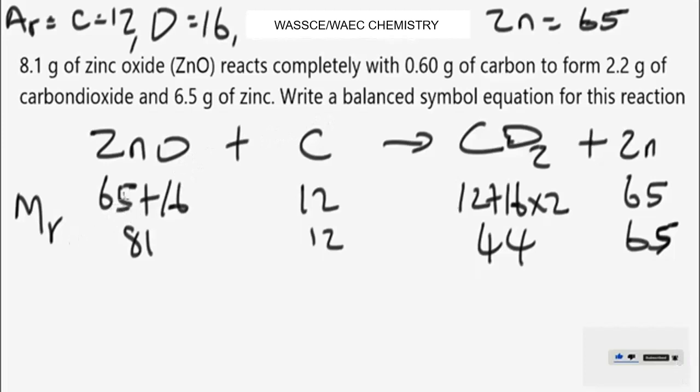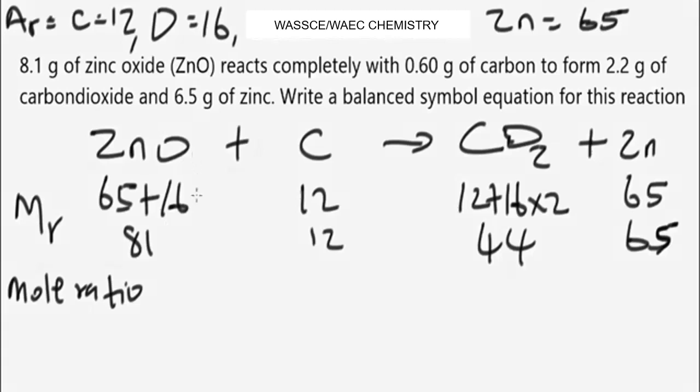Now, the next thing you're going to do will be to get the mole ratio. Basically, what we're looking at here is to get the mole ratio. The mole ratio will help us to balance this chemical equation here. For the mole ratio, all you have to do is to divide the reactant mass with the relative formula mass of the elements and compound we have in this reaction.